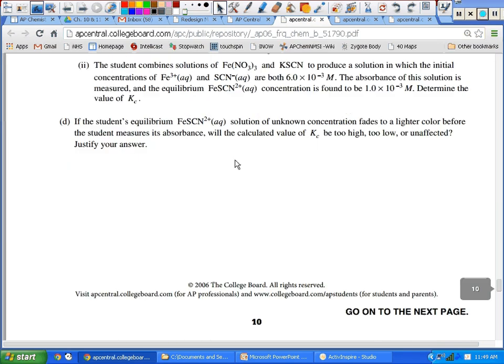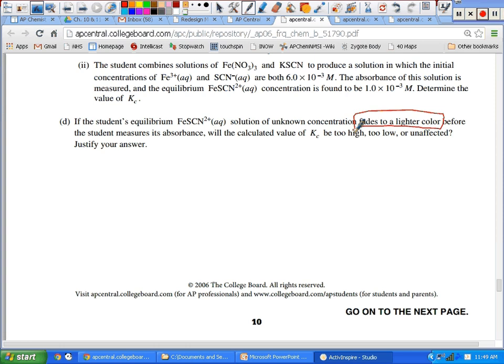If the student's equilibrium of this solution of an unknown concentration, this is really important, fades to a lighter color. So basically that red cuvette that we sat in has faded from the red from the original time. Before the student measures its absorbance, will the Kc be too high, too low, or unaffected? Now, you have a 33% chance at getting a point here. Why? Because you can guess. Don't leave it blank. If they give you opportunities to guess, at least guess.